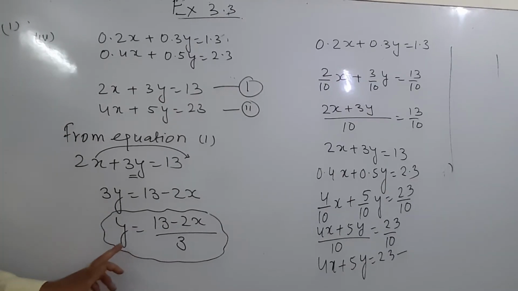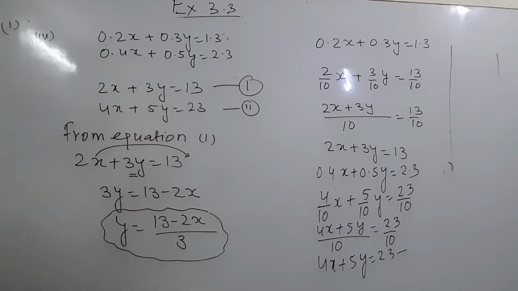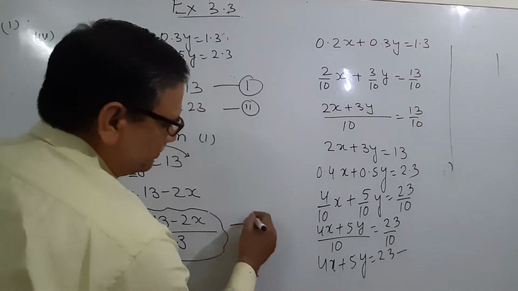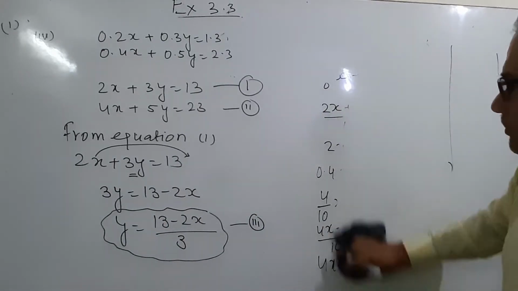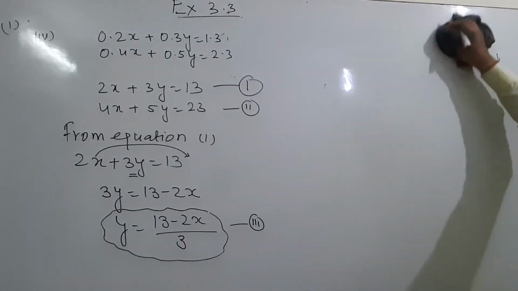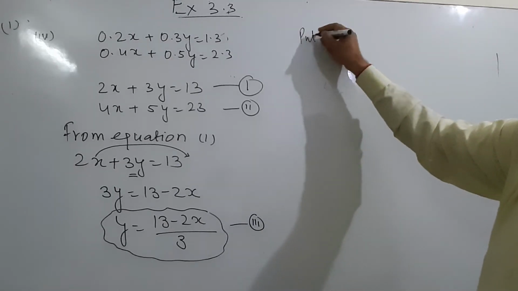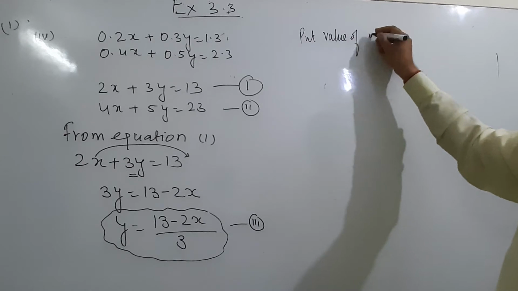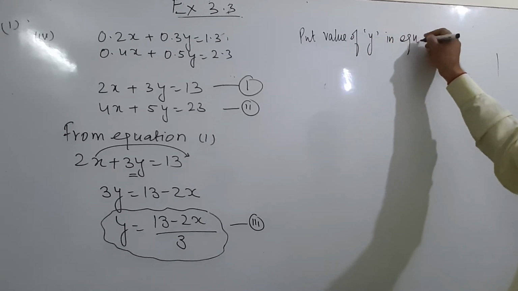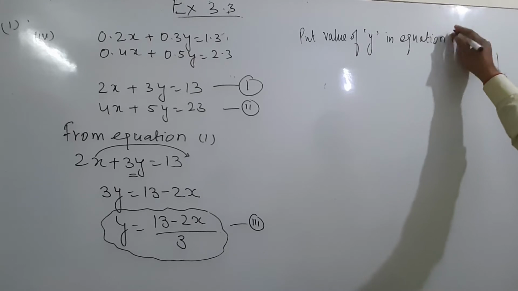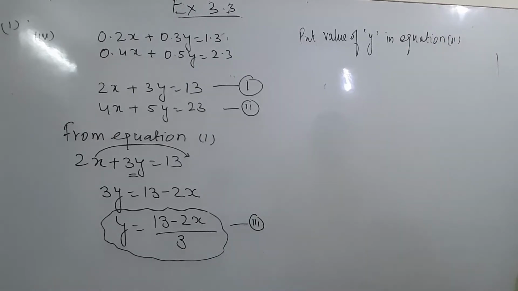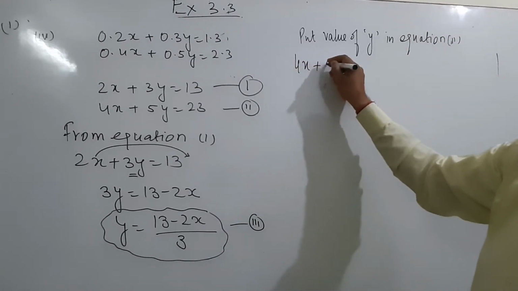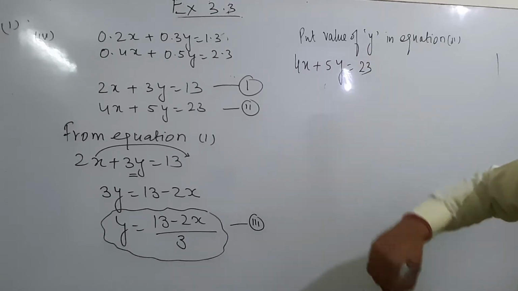And now what do I do? Put the value of y. Where? In equation second. This is equation third. Put the value of y in equation third. Then equation second. What is equation second? 4x plus 5y is equal to 23.